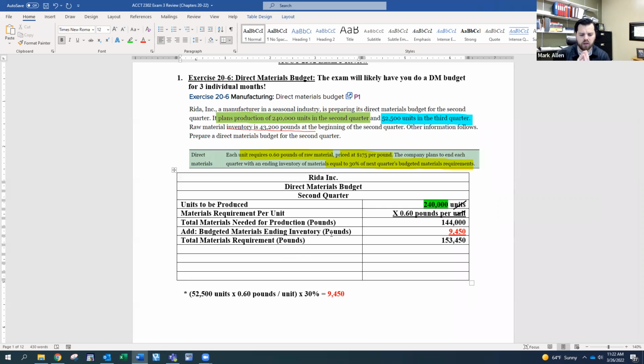And you say, well, why don't we need to buy all of that in this period? Well, remember that policy, that 30%. We had that policy at the end of the previous quarter also, which means we've already got some of that 153 on hand. So we can actually subtract out our beginning inventory, which of course is also in pounds. And we were told that is 43,200 pounds. I'm going to encourage you to write that in those parentheses so it visually sticks out that, hey, this is being subtracted. This is reducing that total. Now, this allows me to see my materials to be purchased in pounds as that difference of 110,250.